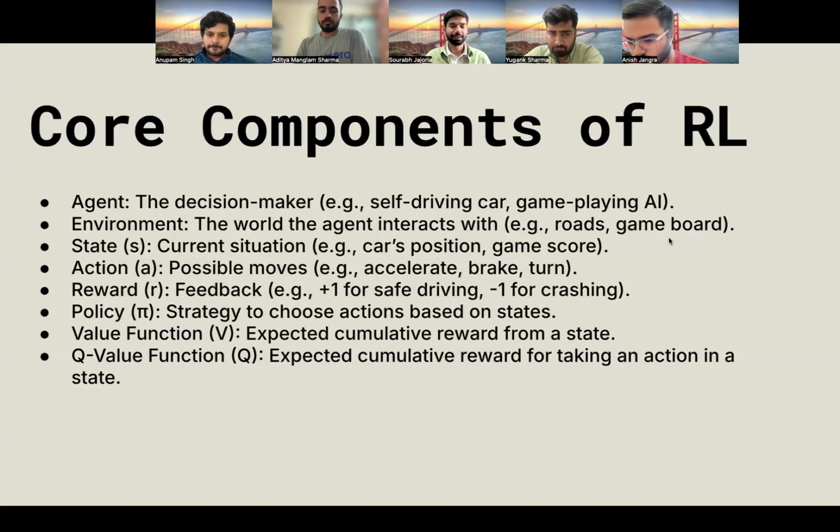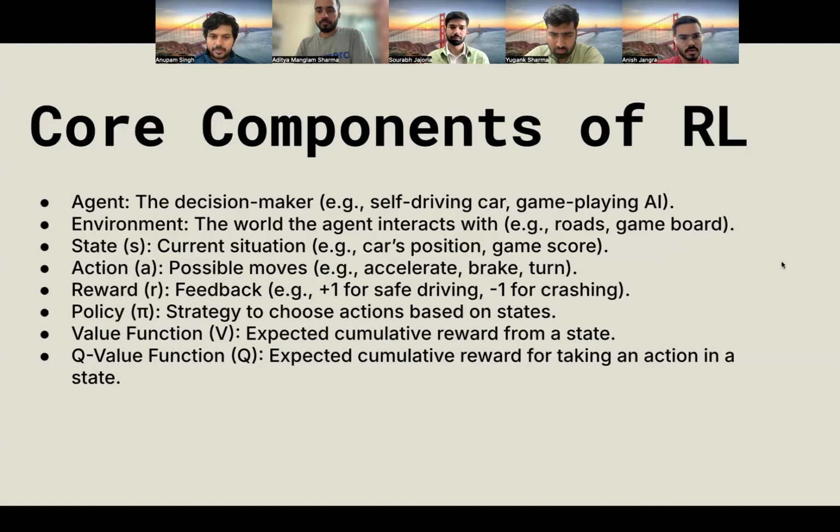These three new things add to the complexity: value function, Q value function, and policy. They are like heuristics, and the policy is, as you put it, the strategy, what to choose at what point.